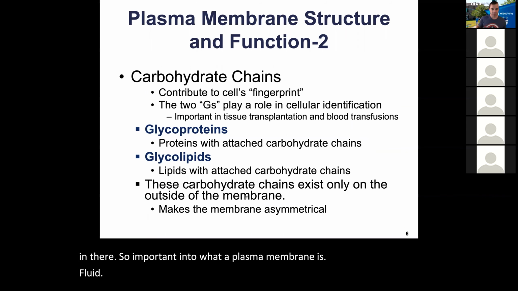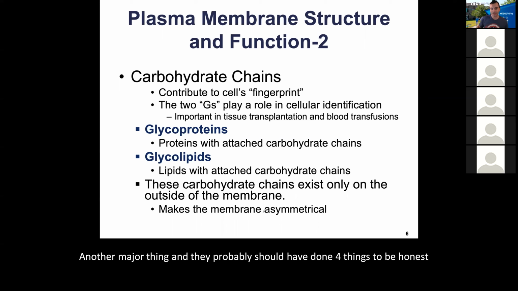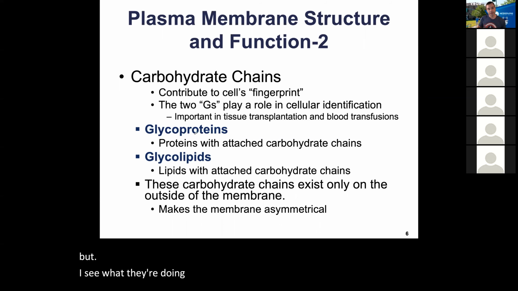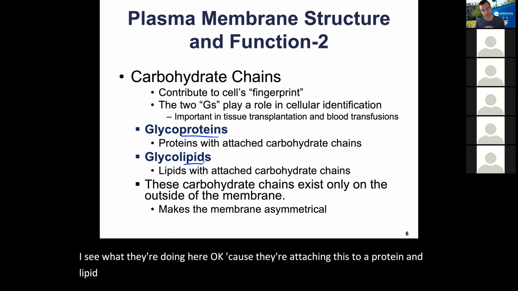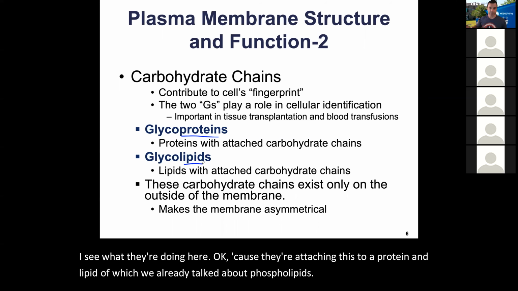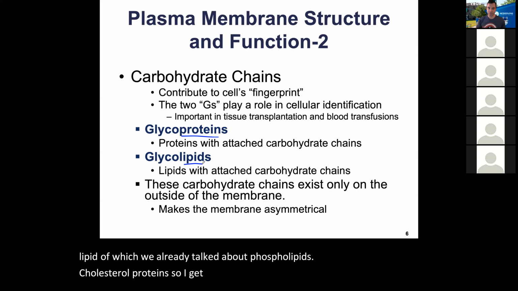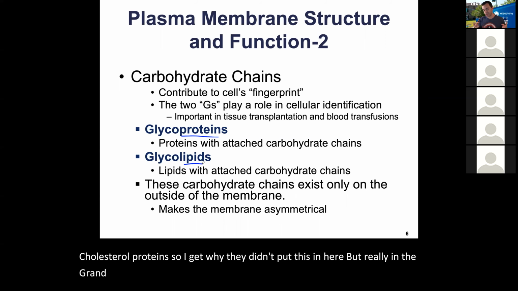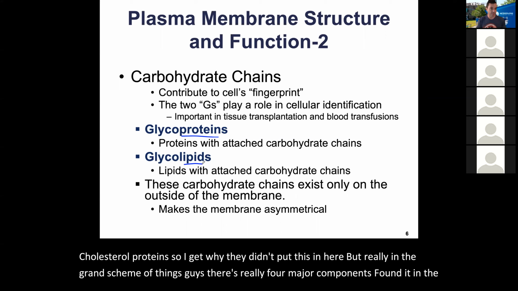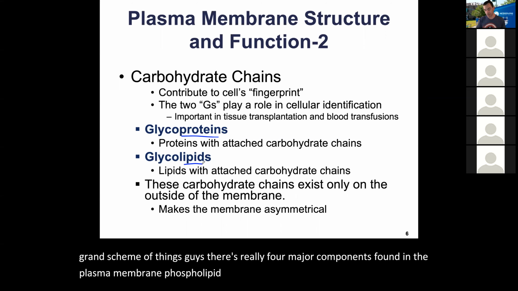Another major thing, and they probably should have done 4 things, to be honest, but I see what they're doing here, okay? Because they're attaching this to a protein and a lipid, of which we already talked about, phospholipids, cholesterol, proteins. So I get why they didn't put this in here, but really in the grand scheme of things, guys, there's really 4 major components found in the plasma membrane: the phospholipid bilayer, cholesterol, proteins, and this one here, carbohydrate chains.